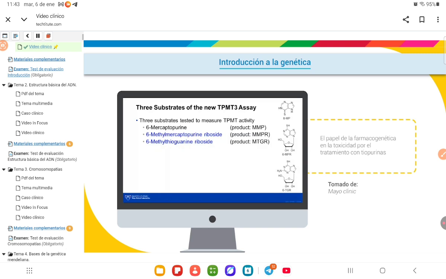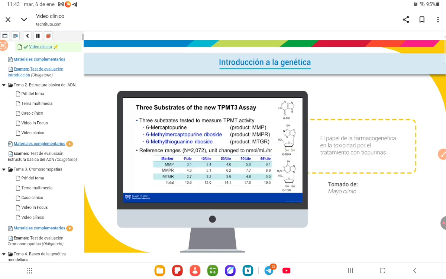2 additional substrates, 6-methyl-mercaptopurine riboside and 6-methyl-thioguanine riboside, were added. As a result of introducing a competitive assay, the 6-MP reference range dropped significantly. It could not be easily compared to the old assay. On the other hand, the total activity calculated as the sum of the 3 products was somewhat comparable to the old reference range, especially at the critical decision point around the 10th percentile value.